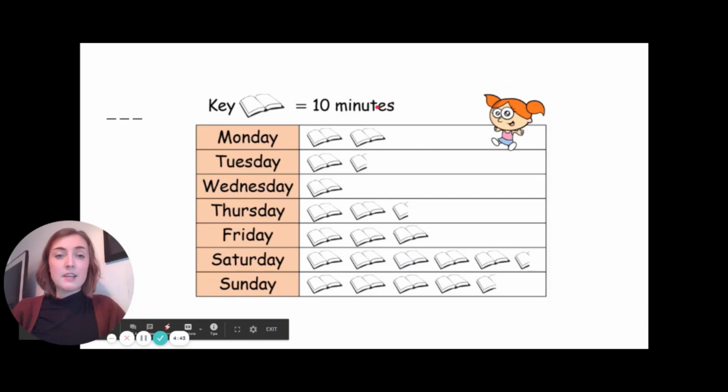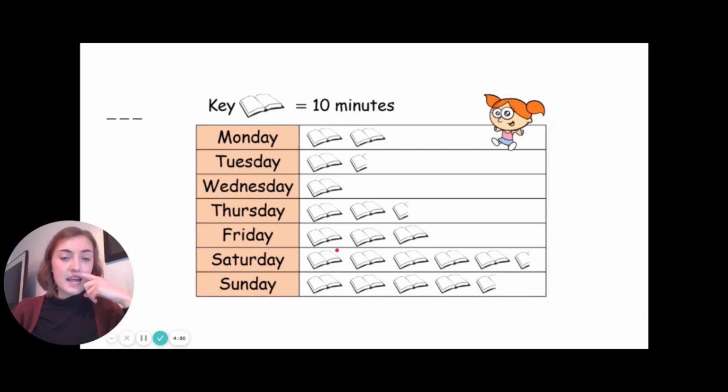So this girl has decided to use 1 book to mean 10 minutes. So let's think about that and have a look at Friday. On Friday, how many minutes did she read? Can you count that for me? So 1 book means 10 minutes. So 10, 20, 30. She spent 30 minutes.